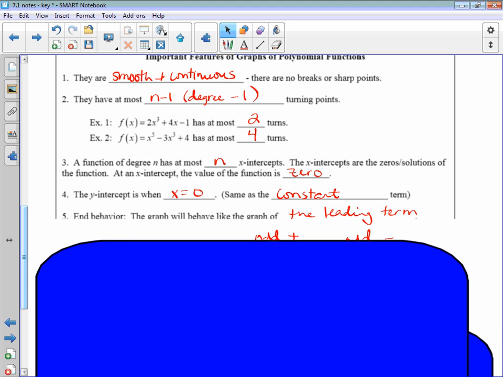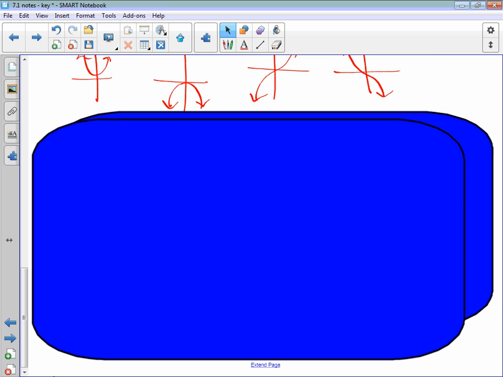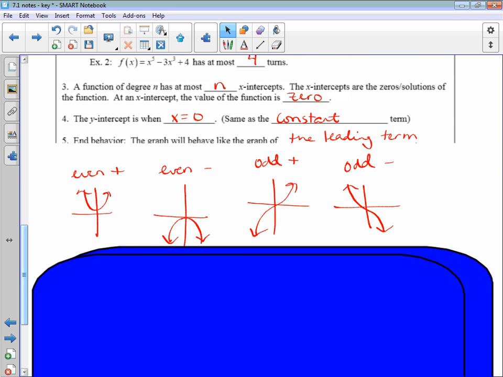And then your end behavior, that is a review from last unit. So if you need to jot that down again, it's even and positive, both ends are going up. Even degree, negative coefficient, both are going down. Odd degree positive, odd degree negative. You guys remember that from last unit?